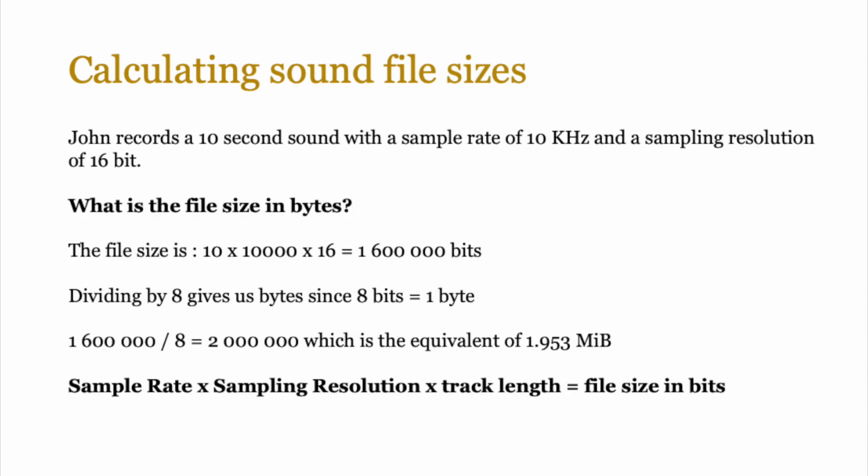So how do we calculate sound file sizes? John records a 10-second sound with a sample rate of 10 kilohertz and a sampling resolution of 16-bit. What is the file size in bytes? Well, in this case, we've got 10 seconds. So we do 10 times 10,000, because 10 kilohertz is 10,000, times 16. That gives you around 16 million bits. You divide this by 8, that gives you 2 million bytes. So the formula is sample rate times sampling resolution times track length is equal to the file size in bits.